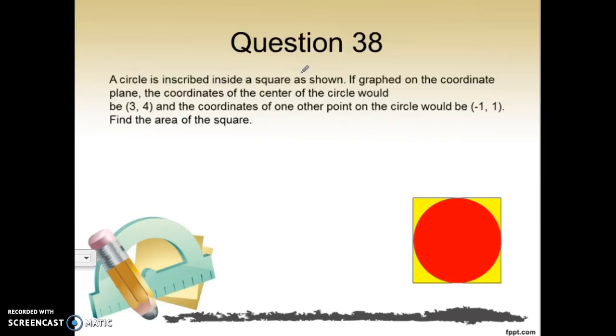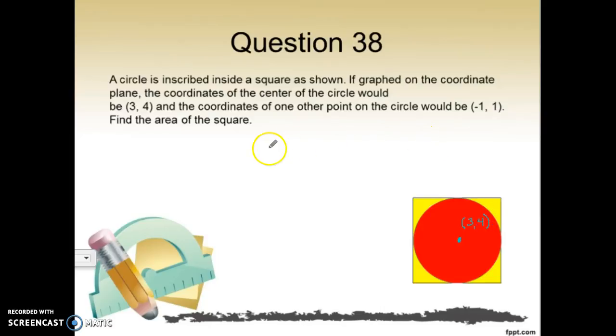This problem says a circle is inscribed inside a square. That means it's just drawn inside the square and it touches on all four sides. A circle is inscribed in a square as shown. If graphed on the coordinate plane, let's look at where the center would be. This isn't a construction; I'm just estimating, or eyeballing, where the center of that circle would be. They say that's at 3, 4. So that is the point (3, 4).